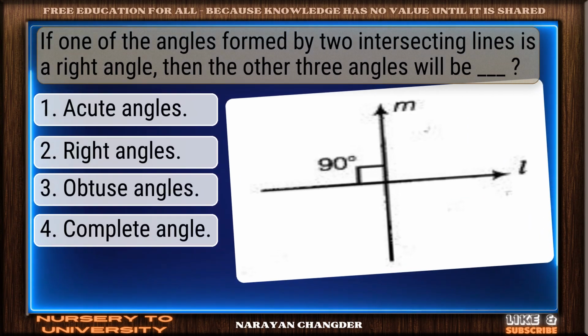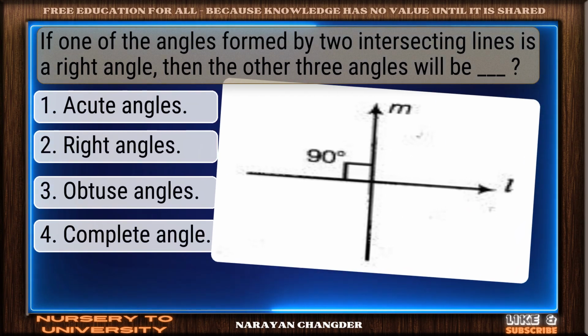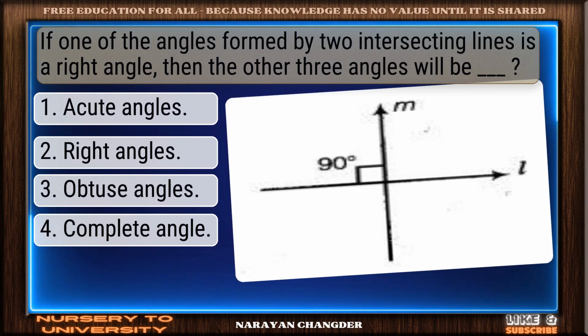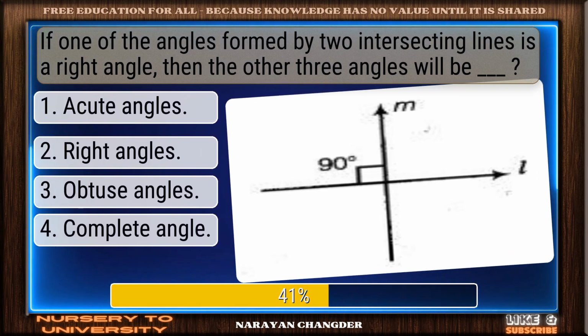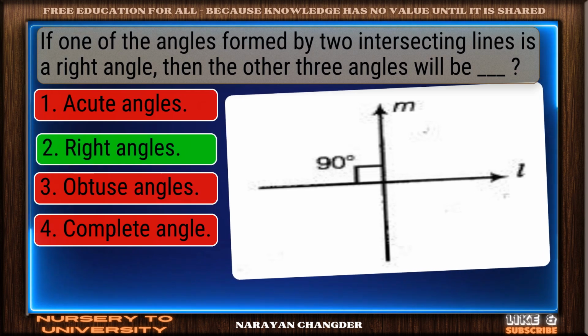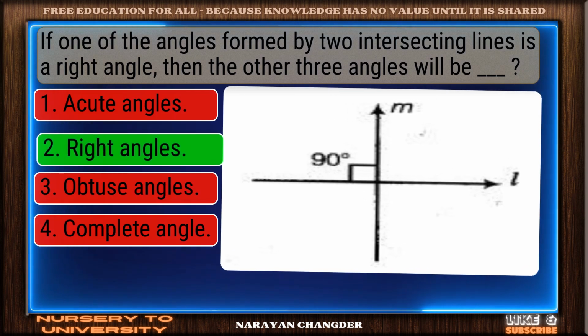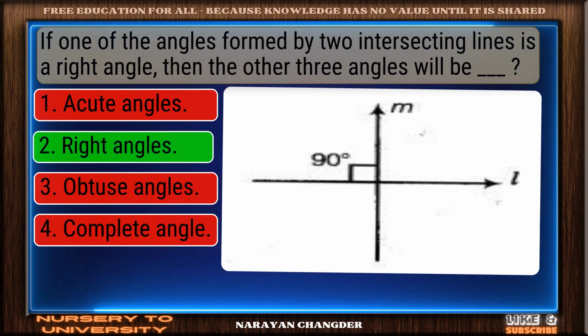Question number 2. If one of the angles formed by two intersecting lines is a right angle, then the other three angles will be dash. Great thinking. Right angles is the right choice.